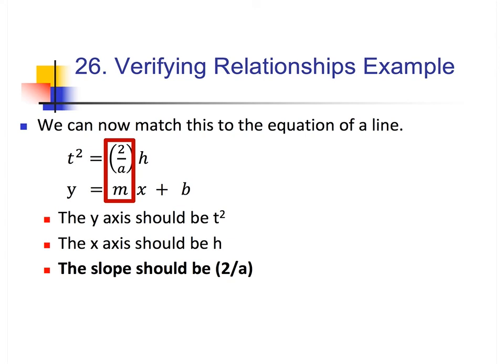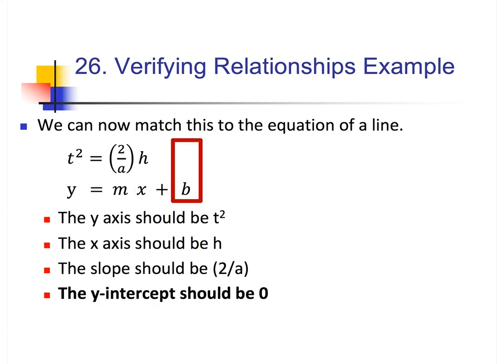Third thing, the slope. We actually know what the slope of this graph should be. The slope should be 2 over a, all right, because that's what matches up with our slope there. Once we have it in this form, we just simply match it to y equals mx plus b. So we know our slope should be 2 over a. Lastly, our y-intercept, there's nothing there, so our y-intercept should be 0.